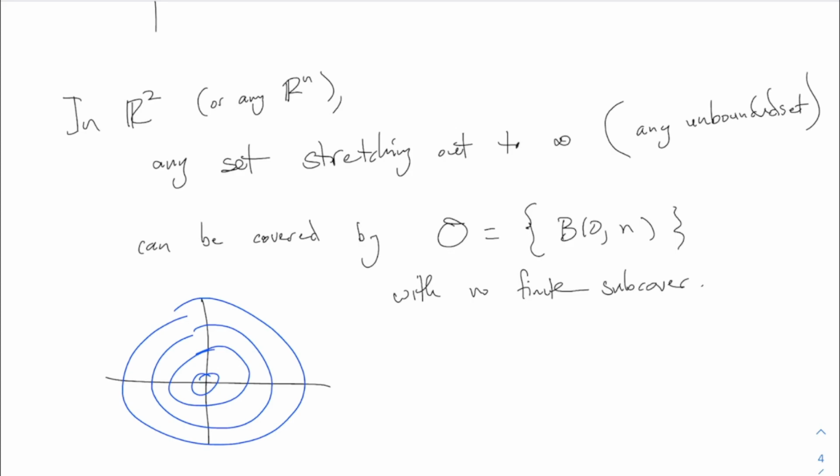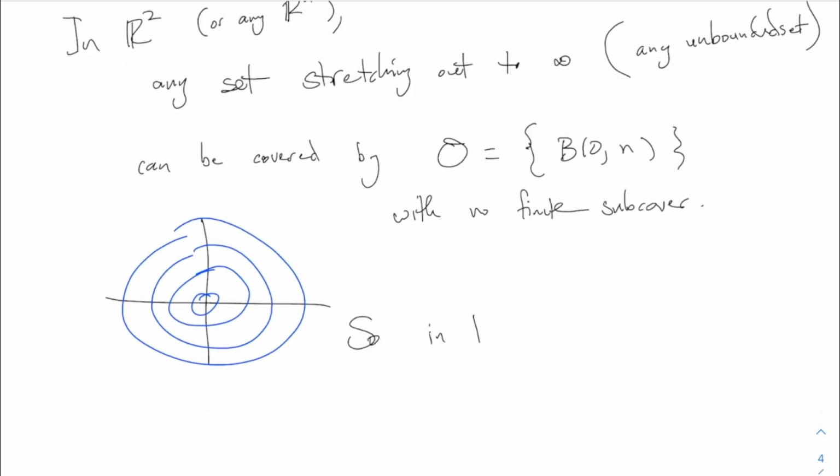All right, so that means in Rn, any unbounded set is not compact. Because for an unbounded set, you can always use that sort of bullseye type cover. And if it's unbounded, it means you cannot use only finitely many of those bullseye type sets. So in Rn, any unbounded set is not compact.